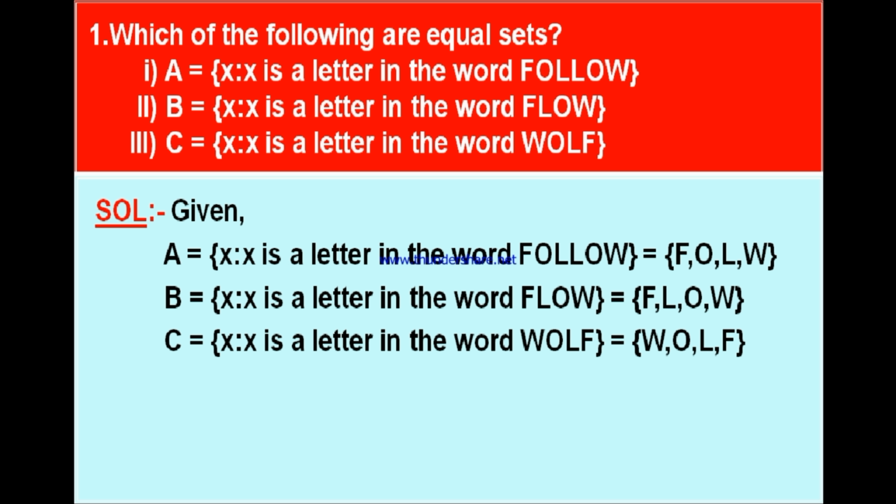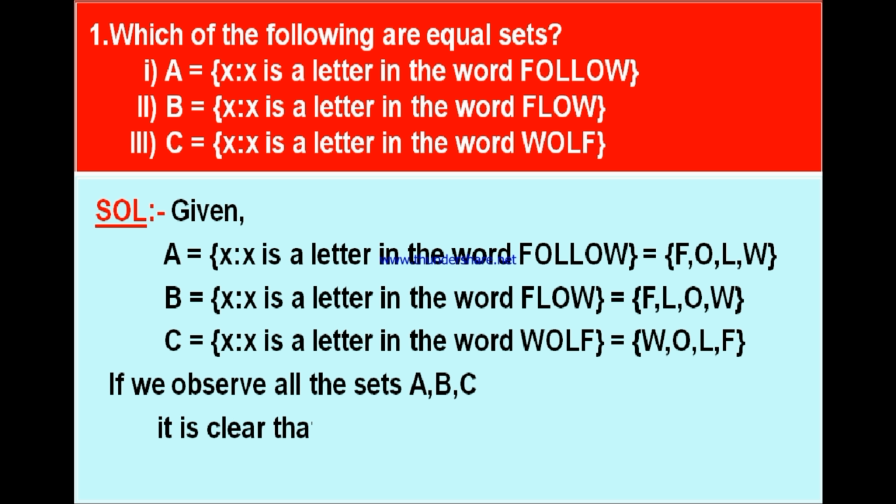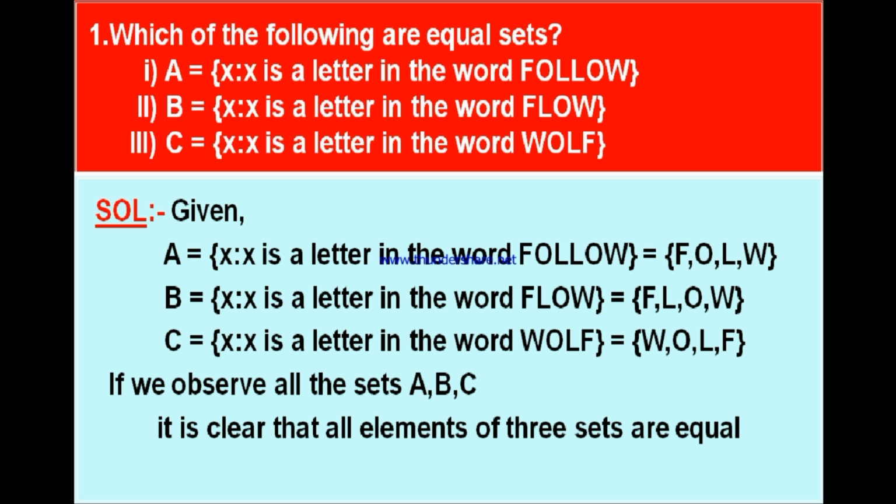Therefore, if you observe all these three sets, you can find the same letters or same elements in all the three sets. Since the elements are the same, it is clear that all the elements of the three sets are equal. Since all the three sets have the same elements, therefore A, B, C are equal sets.